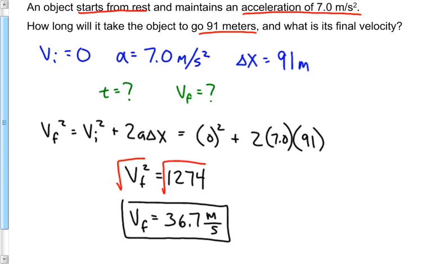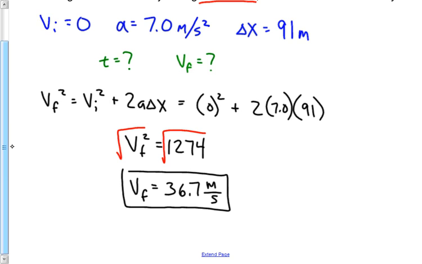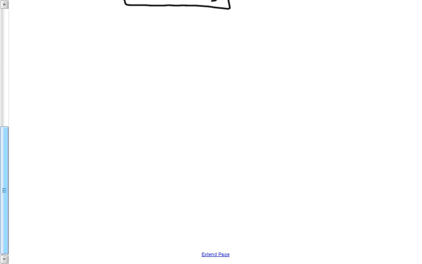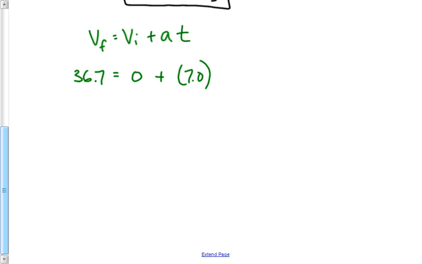Now, if you wanted to continue along and find the time, like I said, many ways to do that. I'm just going to show you one of them. You could do that with the following equation. We just figured out that our final velocity was 36.7. May as well use it. Our initial velocity was 0. I wouldn't have to write that. Acceleration of 7.0. And our time is what we're looking for. So if you solve for time, divide both sides by 7.0, that should be equal to time. And when you do that, you'll find that time is equal to 5.1 seconds.